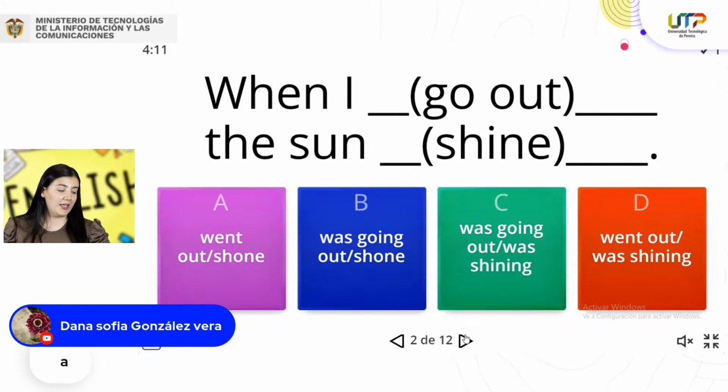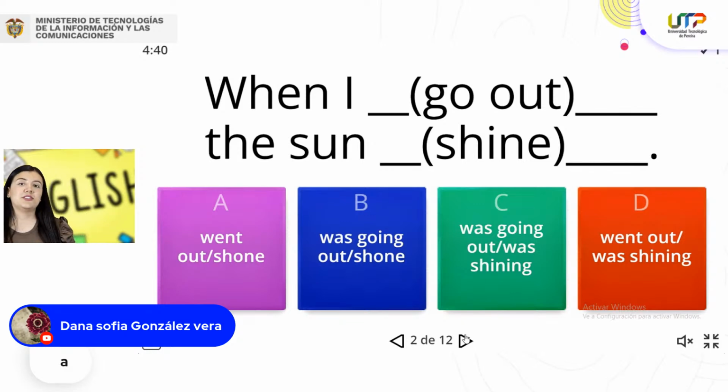So, option A, went out / shone. Option B, was going out / shone. Option C, was going out / was shining. And D, went out and was shining. What do you think is the correct option in this case?